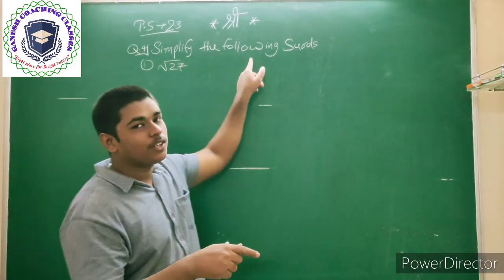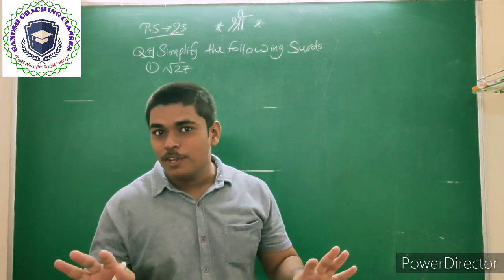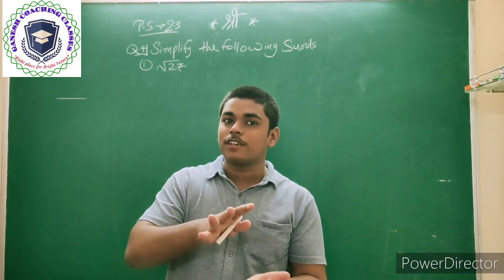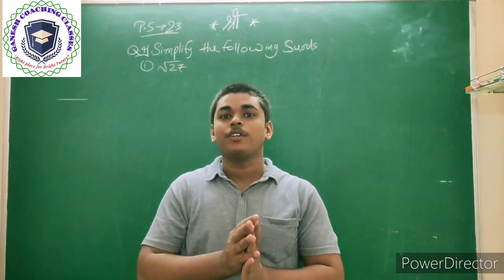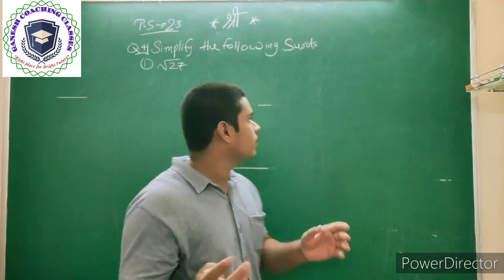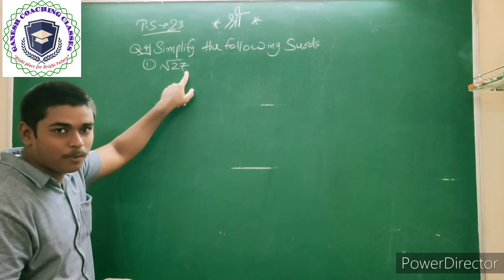Simplify the following surds. Here in question number 4 we have been given some surds which we have to simplify. Simplify means we have to reduce the surds to the simplest form, which we can read and understand easily. So the first question is root 27.